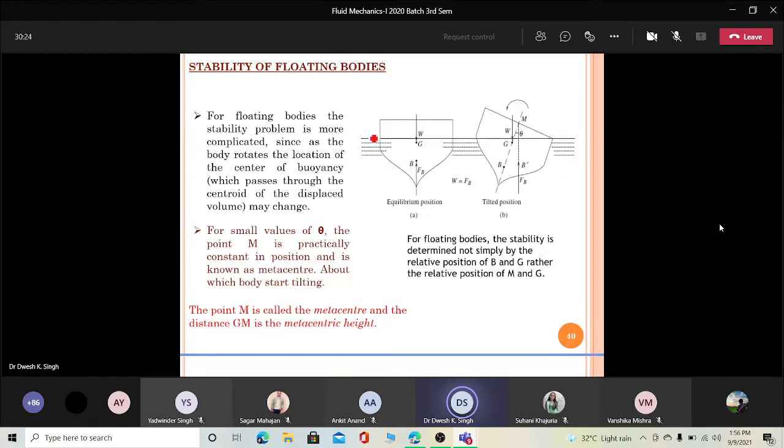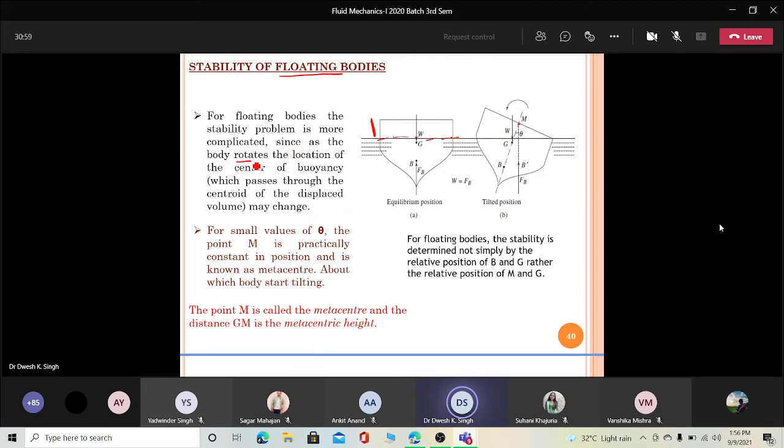Then comes a case that is the floating bodies. When part of the body of the object, look at here, is out of the fluid, this part, this is called the floating body. Now the stability and instability problem in such types of bodies, floating bodies, is somehow complex because there comes another point here which is called the metacenter.